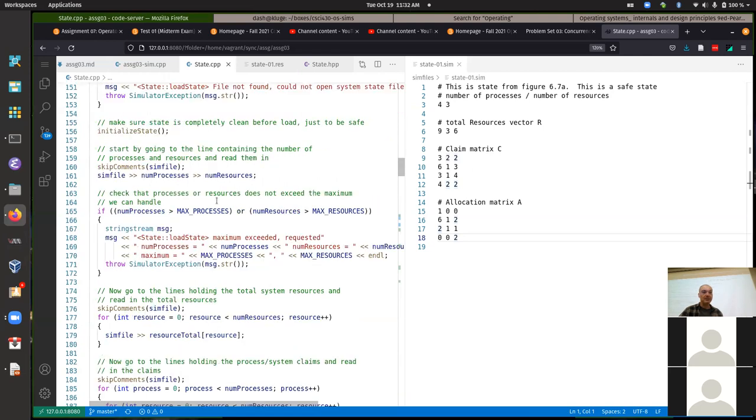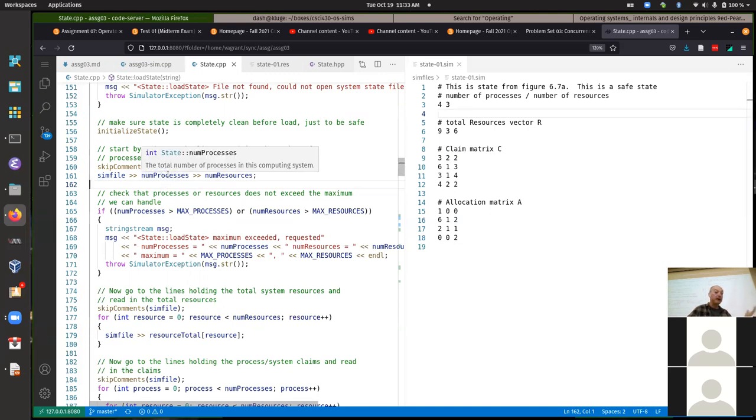Just as an example to show you how this works, I'll skip over the code above here. It's basically just opening up the file and making certain that it correctly found the file and was able to open it. We've got some code in here that skips over comments, so ignore that. The very first line that's not a comment or a blank line should have the number of processes and the number of resources. We just pull that out of the file and save it to the member variables, number of processes and number of resources, in our state class.